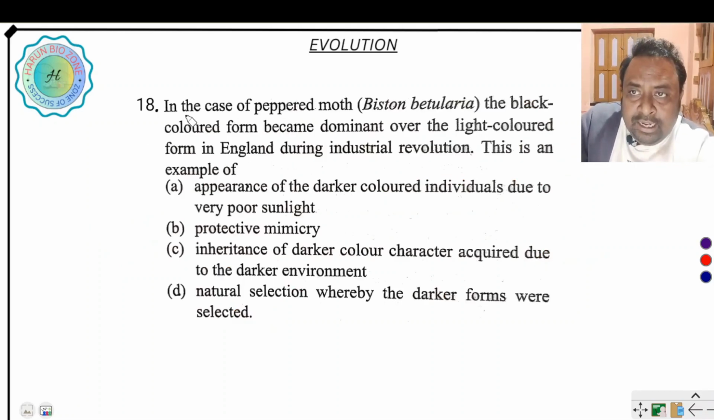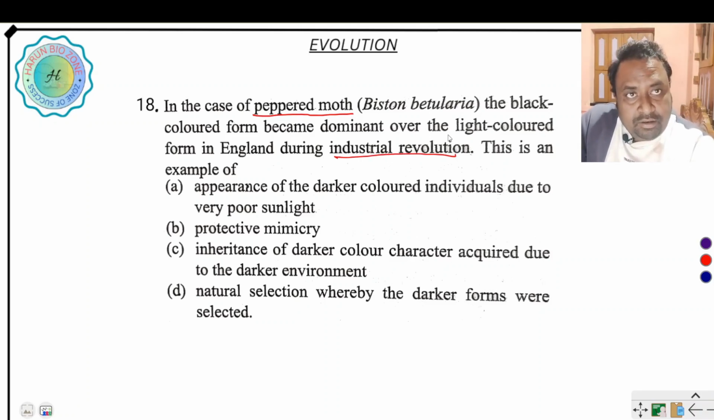Next question. In the case of the peppered moth, Biston betularia, the black colored form became dominant over the light colored form in England during the Industrial Revolution. High industrial revolution meant high pollution, which decreased the growth of lichen, which is grey in color. This is an example of the appearance of darker colored individuals due to very poor sunlight, not false.